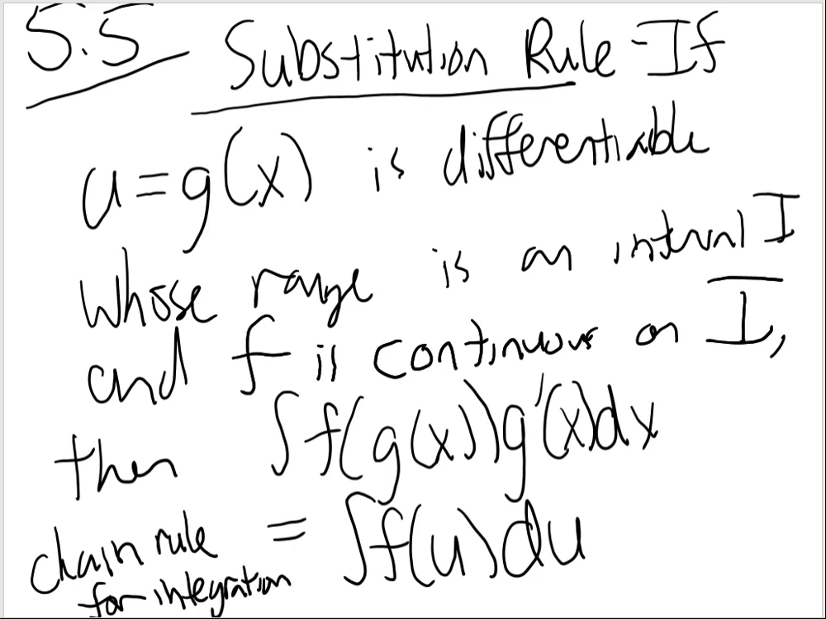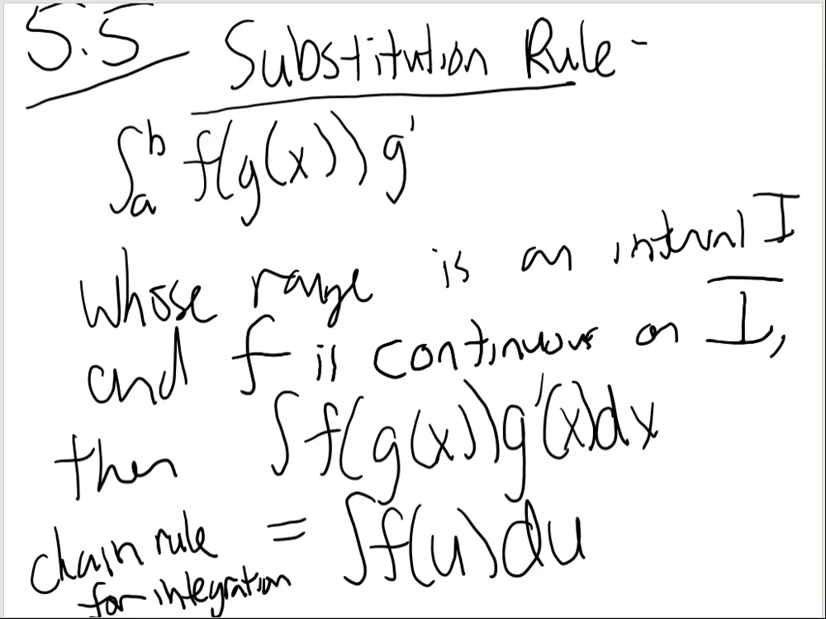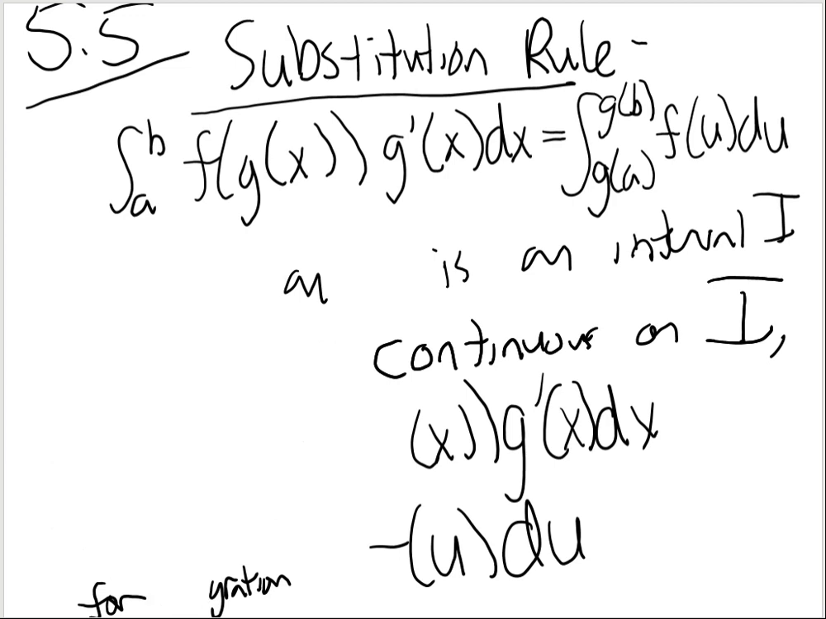Now, how does that apply to the definite integral? Well, if I take a definite integral, I have from a to b of the same setup, f of g of x, g prime of x, dx. That's going to be the same as the integral from g of a to g of b of f of u du. Now that's still in pretty abstract symbols. What does that mean?